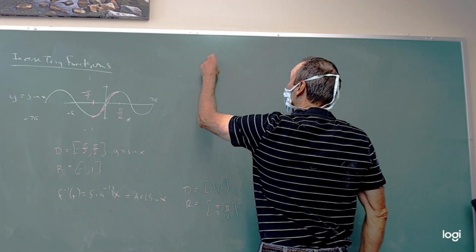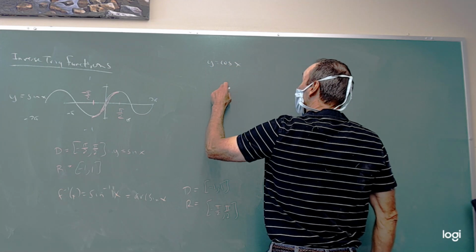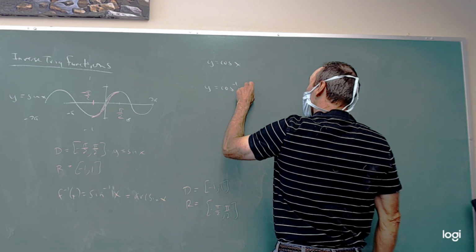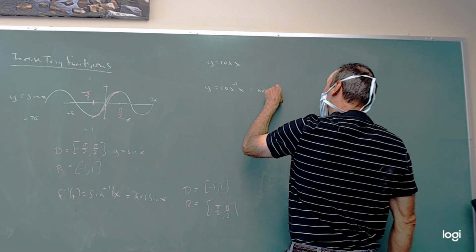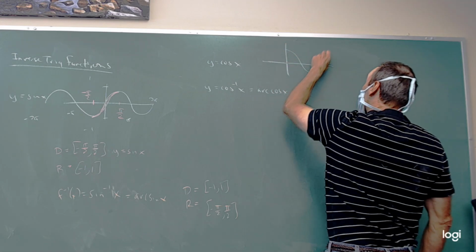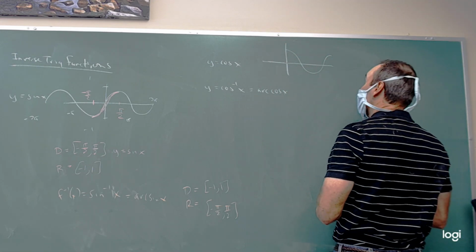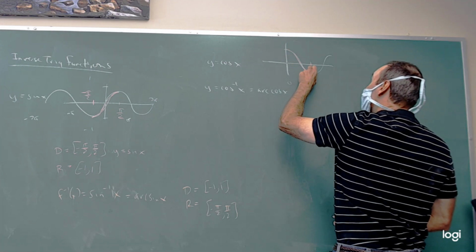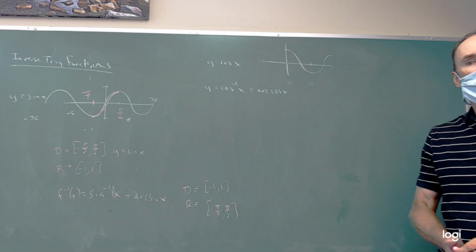In a similar fashion, we have a cosine curve, and we have an inverse cosine, also known as an arc cosine of x. So in a cosine curve, we restrict our domain to be from 0 to pi. So we just look at that piece of the function.